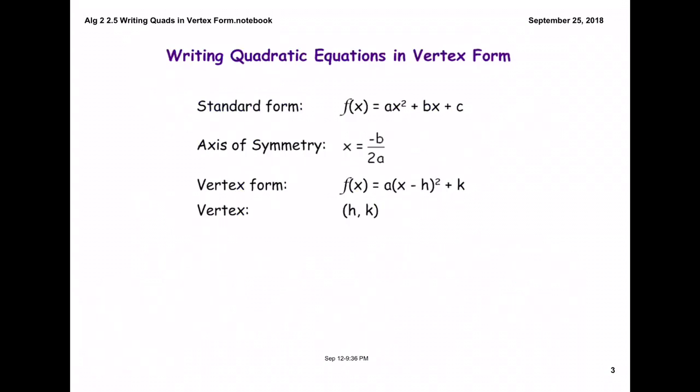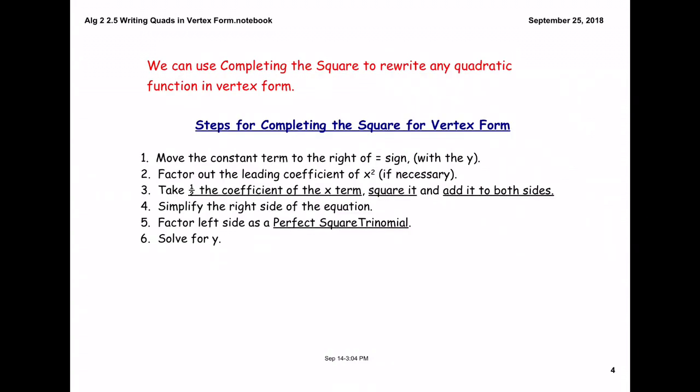So this slide just goes over the different forms that we have for a quadratic equation. We're going to start in standard form. We're going to find the axis of symmetry by doing negative b over 2a. We then are going to rewrite that in vertex form by completing the square. And notice when it's in vertex form, h, k is going to be your vertex, and notice that your h, whatever's inside your parentheses, is always opposite. We can complete the square to rewrite any quadratic in vertex form.